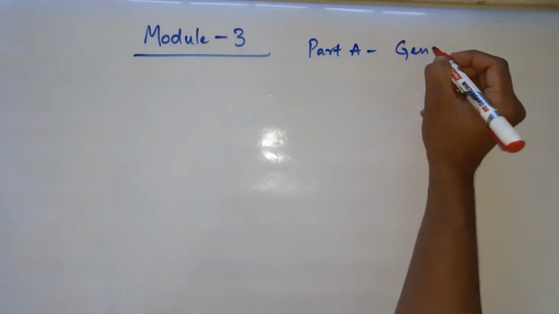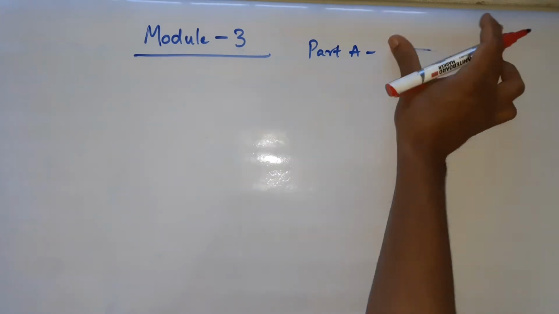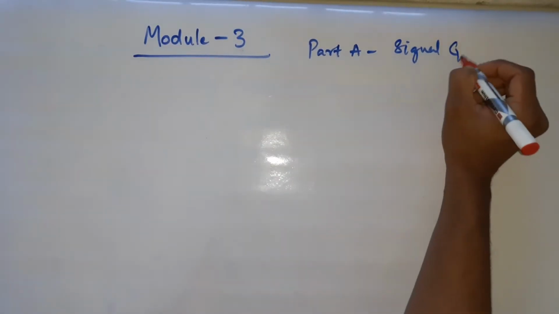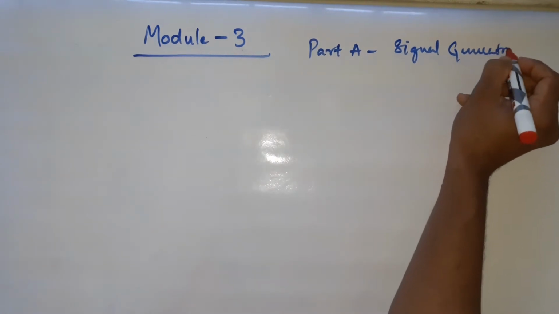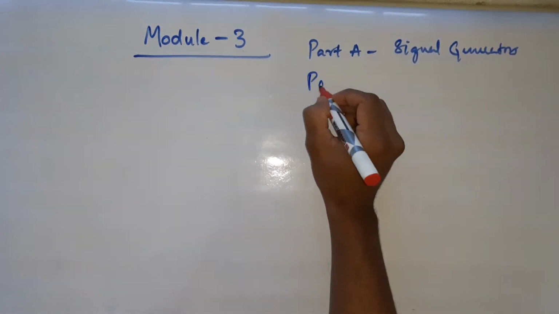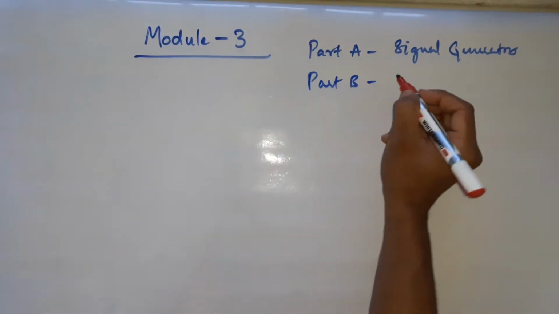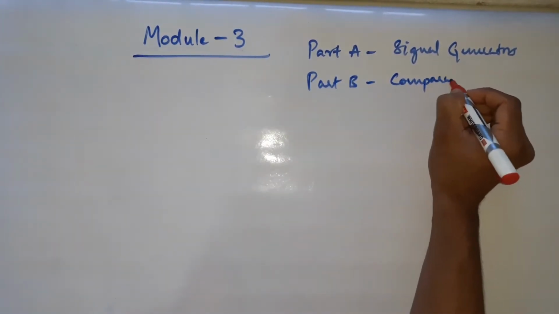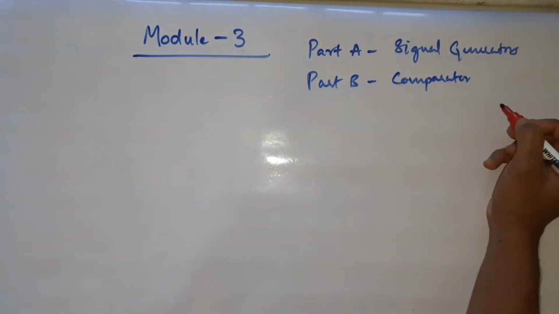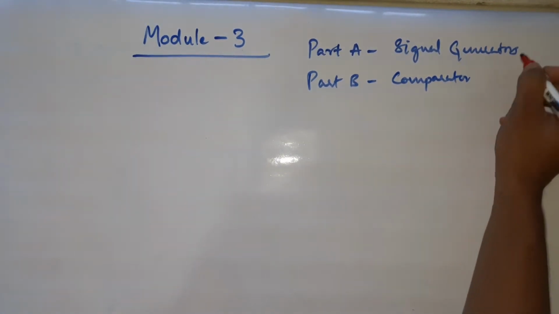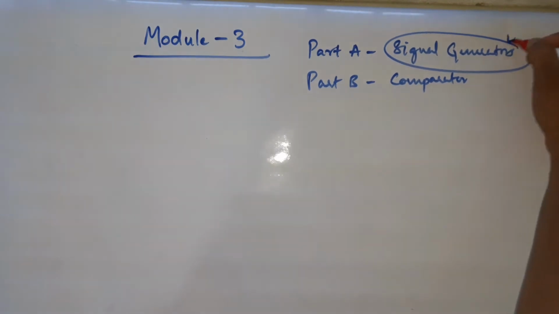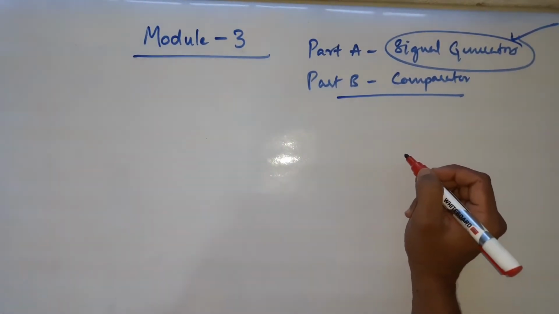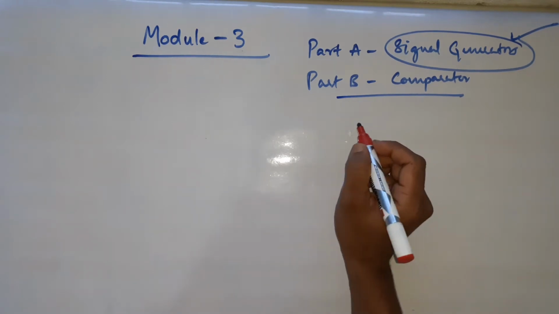As we are studying from module 3, our part A is of signal generators, and part B is of comparators. Among this, the first part is completed. So let us start with comparators from today.